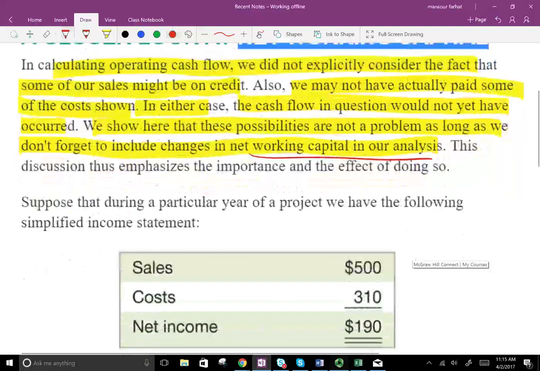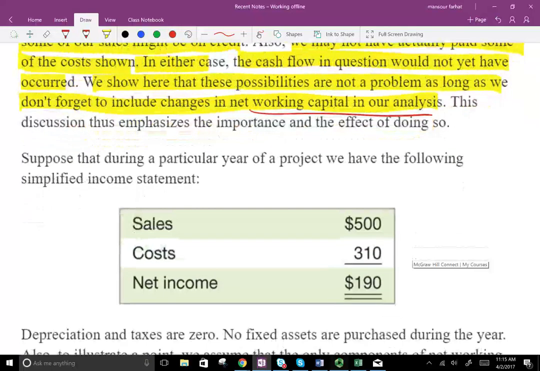So now we're going to be adding the change in net working capital to our cash flow analysis. It's very easy, and if you remember your cash flow statement from Accounting 101, then that should be easy, but I'm going to go ahead and explain this concept again. Suppose during a particular year of a project, we have the following simplified income statement. We have sales of 500, cost of 310. Sales minus cost equals 190.